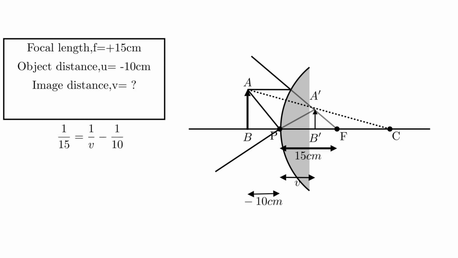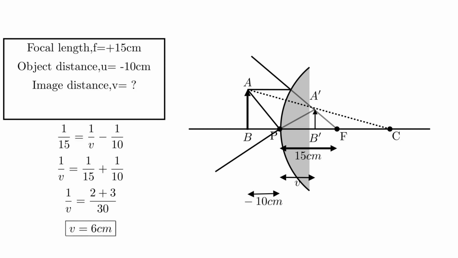upon 10. On transposing, we get 1 over v equals 1 over 15 plus 1 over 10. On taking LCM, we get 1 over v equals (2 plus 3) over 30, which is simplified as 5 over 30. On taking reciprocal on both sides, we get v equals 6 cm. As a convex mirror always produces a virtual and erect image, the nature of this image will also be the same. Moving on to the next problem.